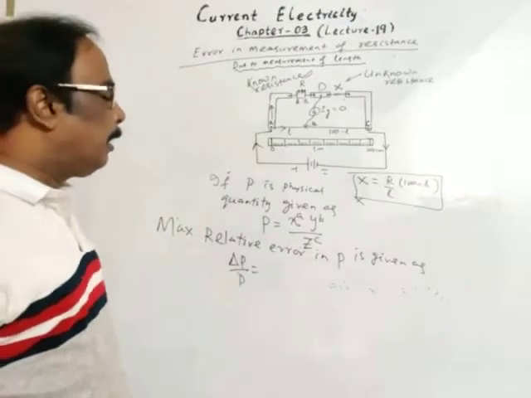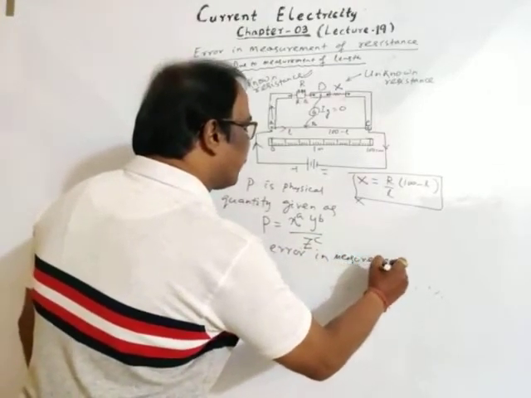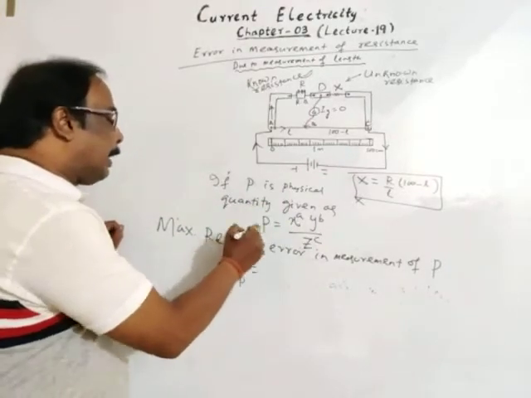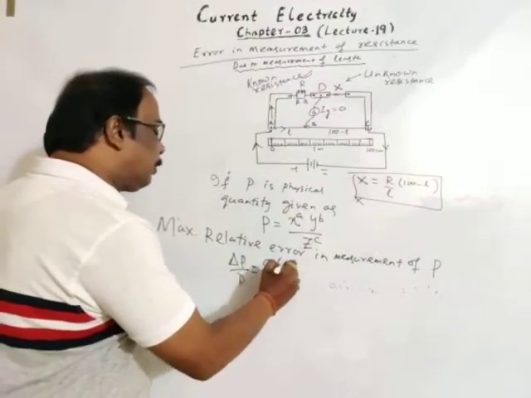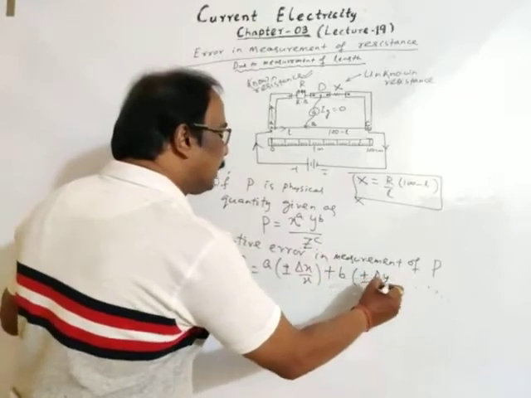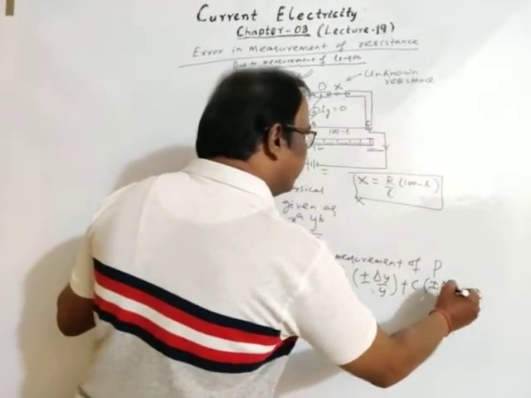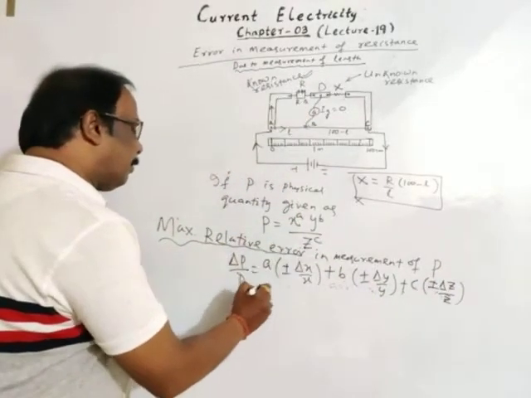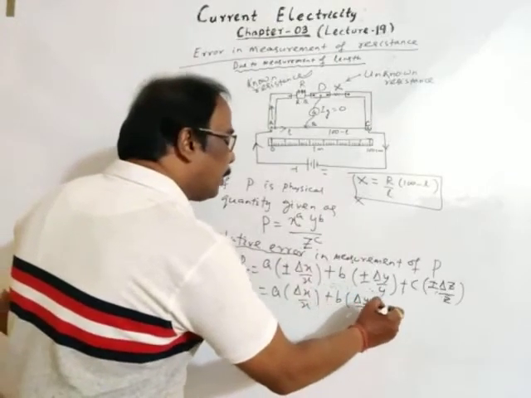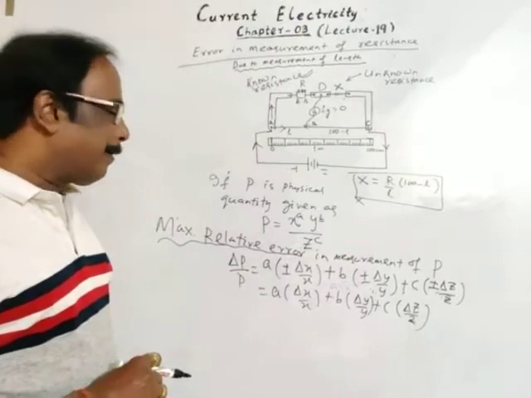So maximum relative error in measurement of P. The relative or fractional error of P is delta P by P. Power of x is a into plus minus delta x by x, plus power of y is b into plus minus delta y by y, plus power of z is c into plus minus delta z by z. But while calculating maximum relative error, we take only positive, means a into delta x by x plus b into delta y by y plus c into delta z by z. This is the maximum fractional error in measurement of P.